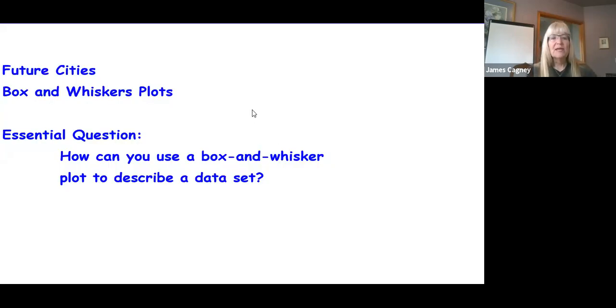So again, what we're doing is making Box and Whiskers plots. The essential question is, how can you use a Box and Whiskers plot to describe a data set? We have a set of data. How can I make that so people could look at it and understand? So it's another way of organizing your data.